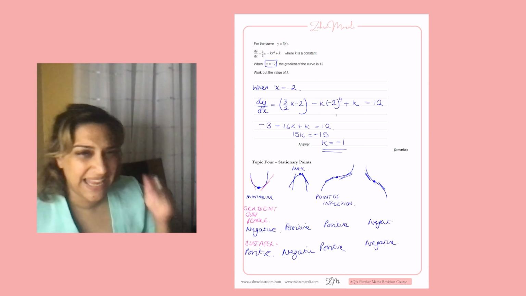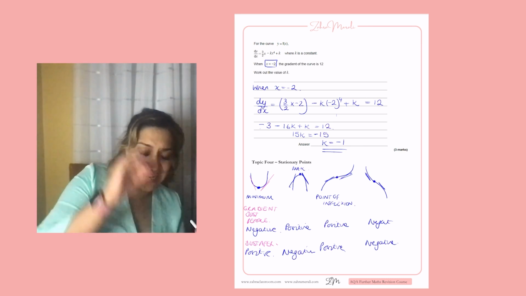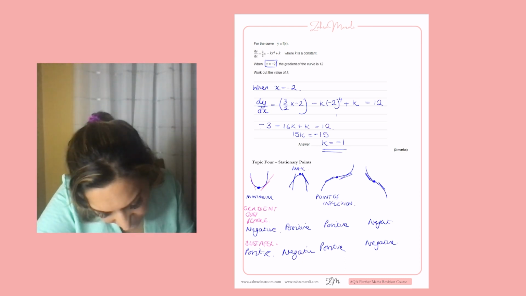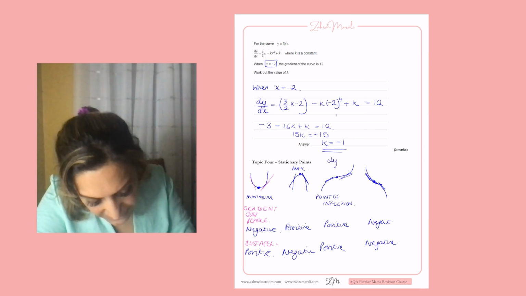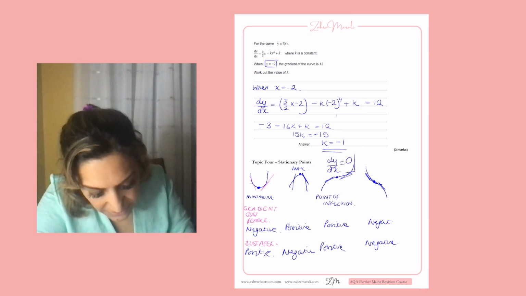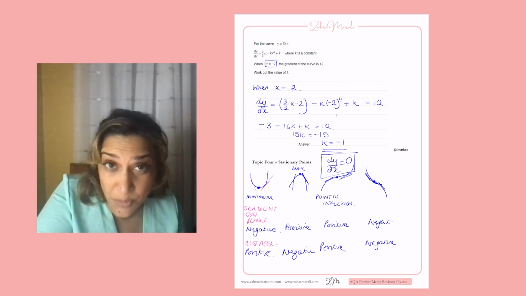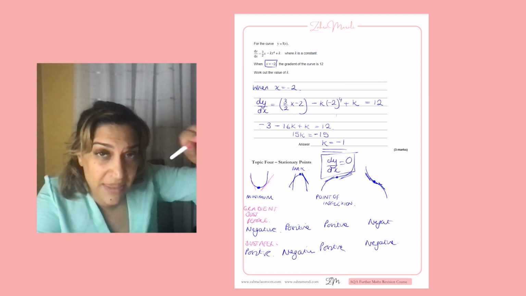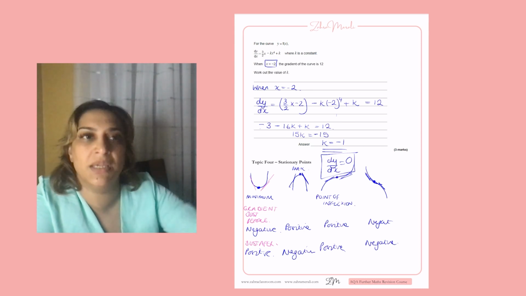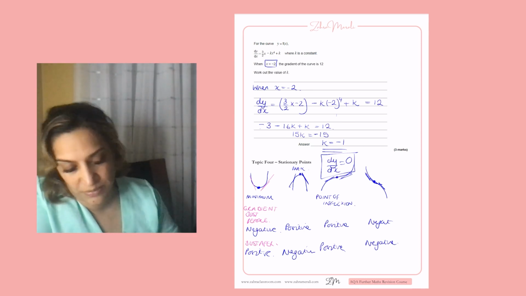But at the actual point, so at the actual point of either inflection or minimum and maximum, dy/dx is always 0. So at a turning point, which is sometimes called a stationary point, where the curve changes direction, it's going to be the case.